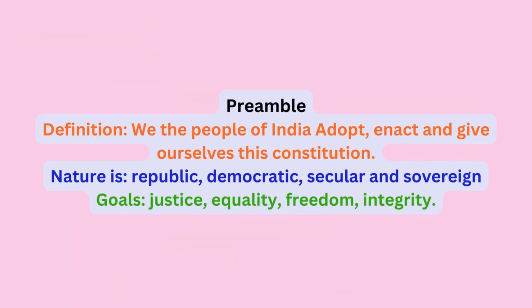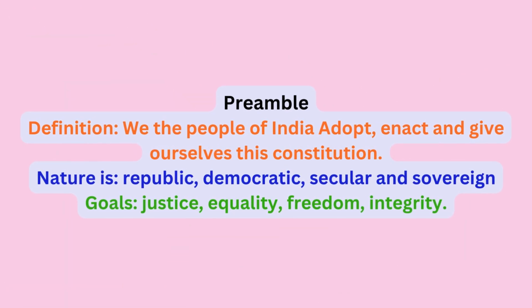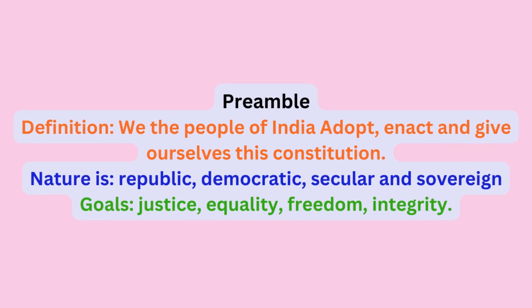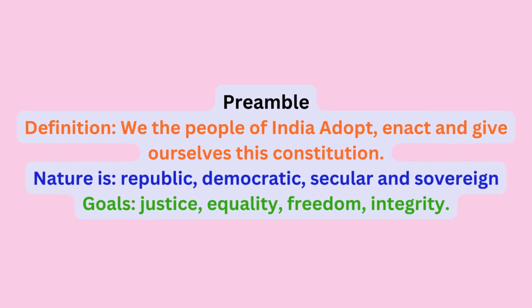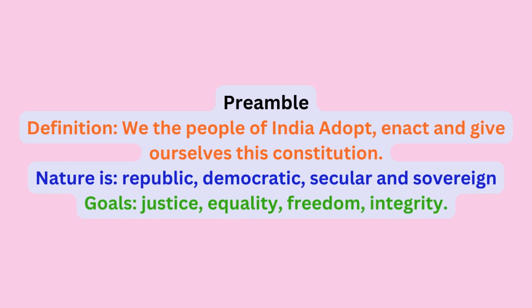Finally, the preamble defines that we, the people of India, adopt, enact and give ourselves this constitution. The nature of India is republic, democratic, secular and sovereign, and the goals are to provide justice, equality, freedom and integrity to all the citizens of India.